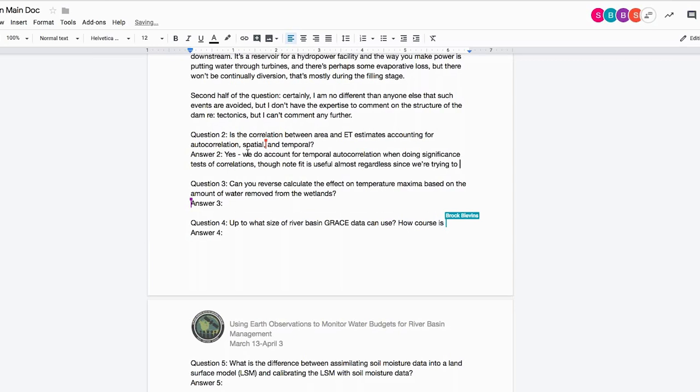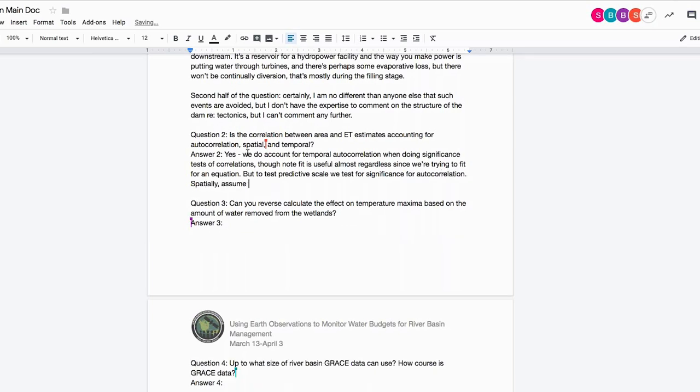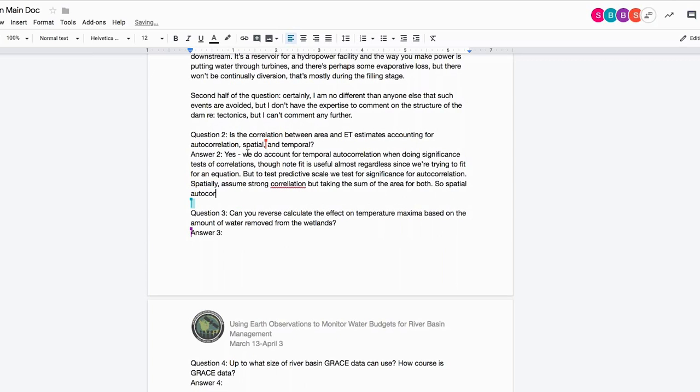In order to test its predictive skill, we do test out of sample significance, correcting for autocorrelation. Spatially, I assume there is strong spatial autocorrelation, but what we're doing there is taking the sum of the area for both. Spatial autocorrelation doesn't really play in the analysis that we did. We're just viewing it as one area in that case.